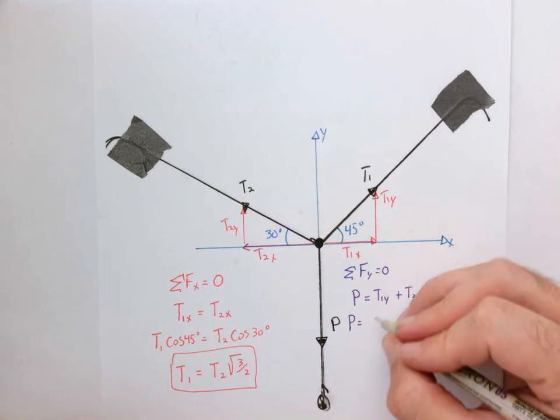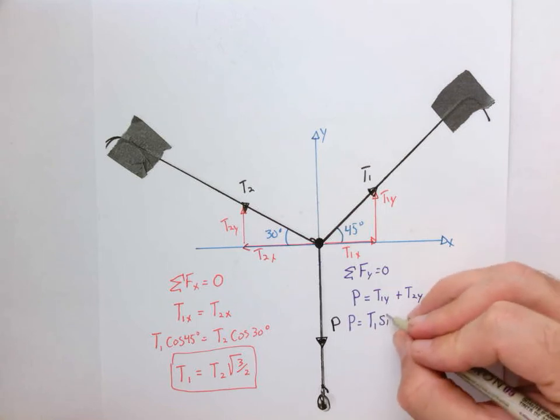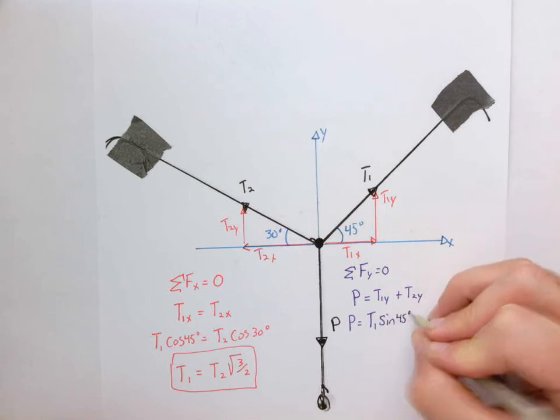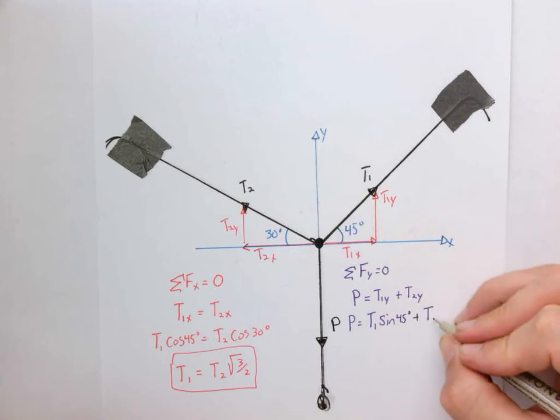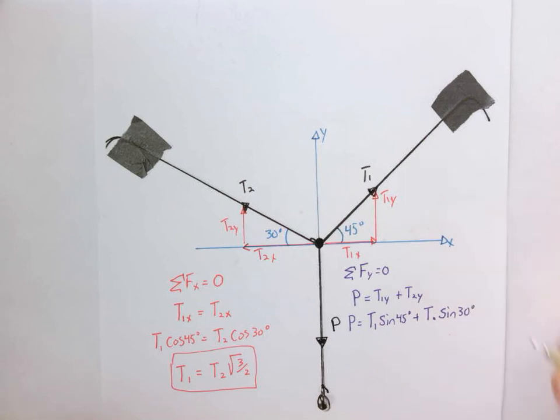And again, we know that T1y is nothing more than T1 times the sine of 45 degrees plus T2 times the sine of 30 degrees. And now again, I know that the sine of 45 degrees is also the same as the cosine, 1 over the square root of 2. The sine of 30 degrees is a half.